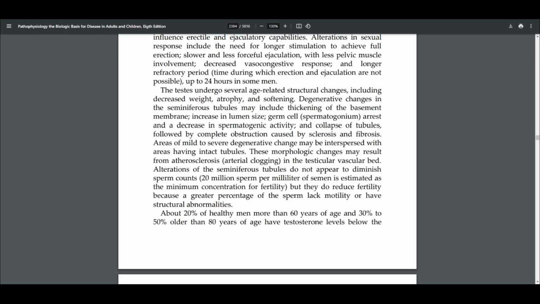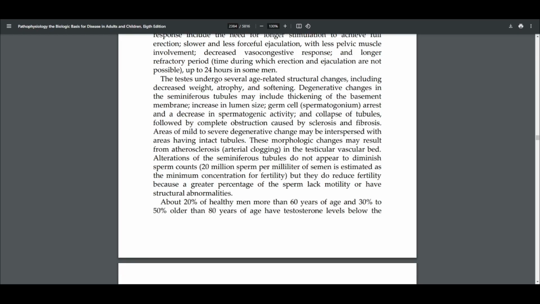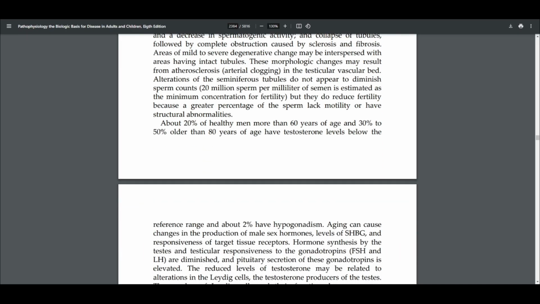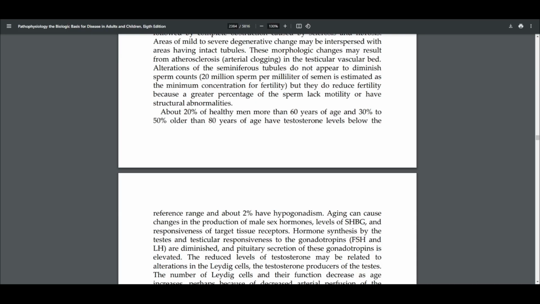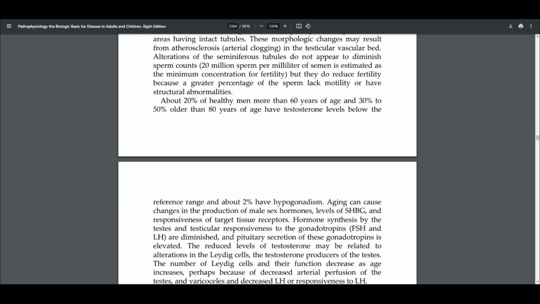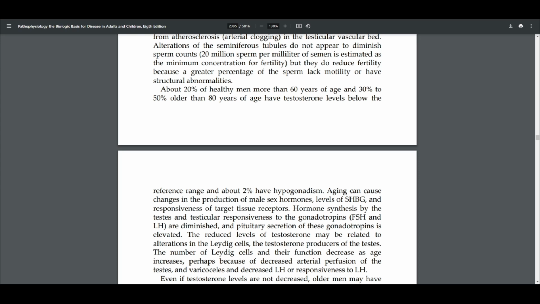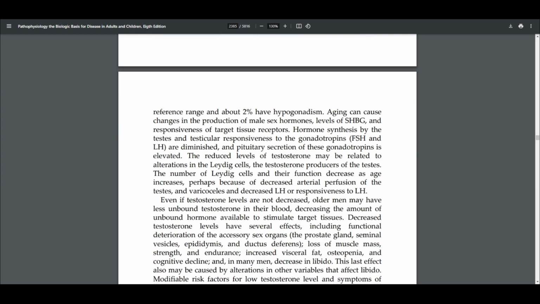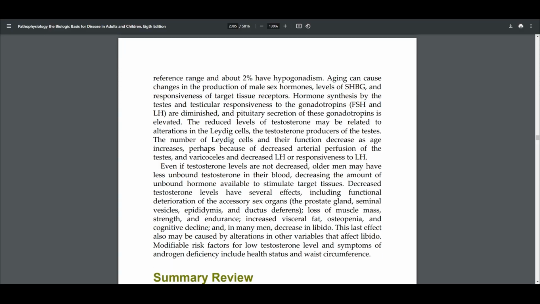Alterations of the seminiferous tubules do not appear to diminish sperm count, but they do reduce fertility because a greater percentage of sperm lack motility or have structural abnormalities. About 20% of healthy men more than 60 years of age and 30% to 50% older than 80 years of age have testosterone levels below the reference range, and about 2% have hypogonadism.